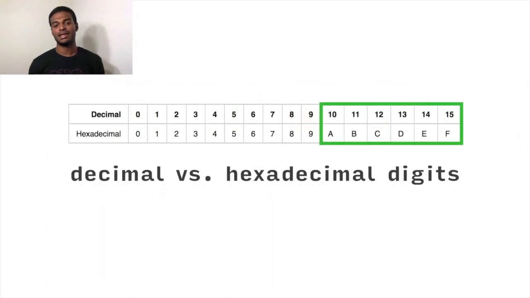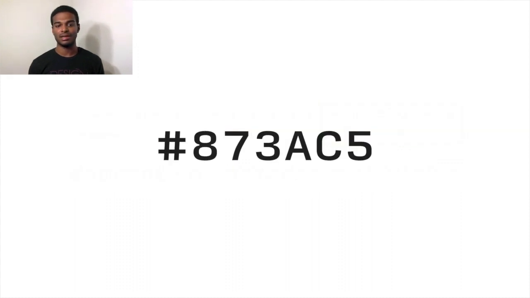The last thing to know is that the letters A through F are just extra digits after 9. The chart here shows their decimal values. Hexadecimal's 6 extra digits let us squeeze over 15 million extra colors into the RGB space. Now we're ready to visualize our color.